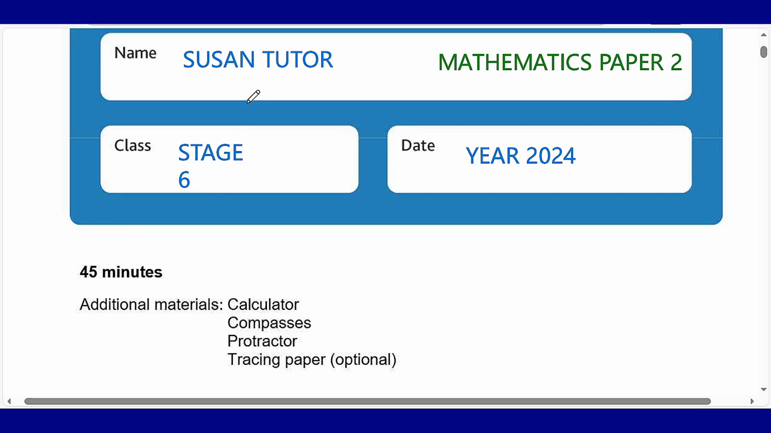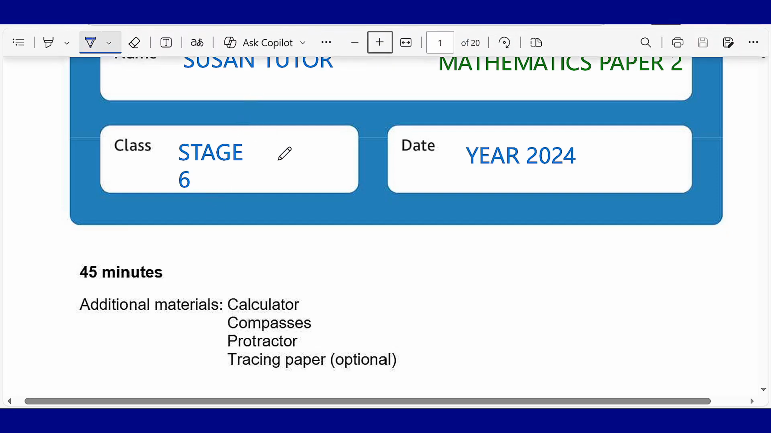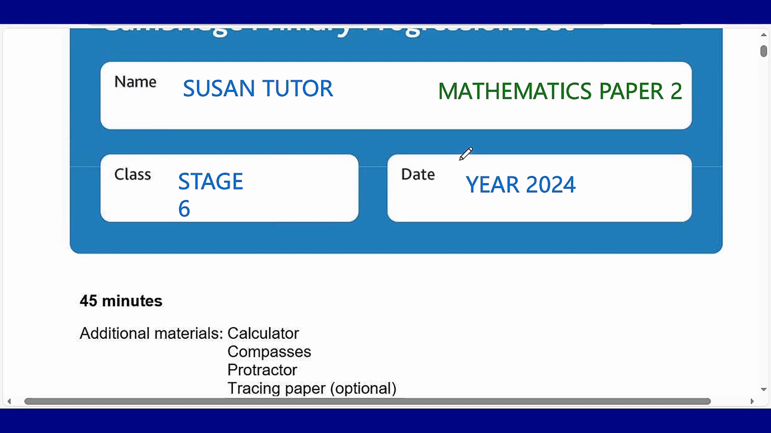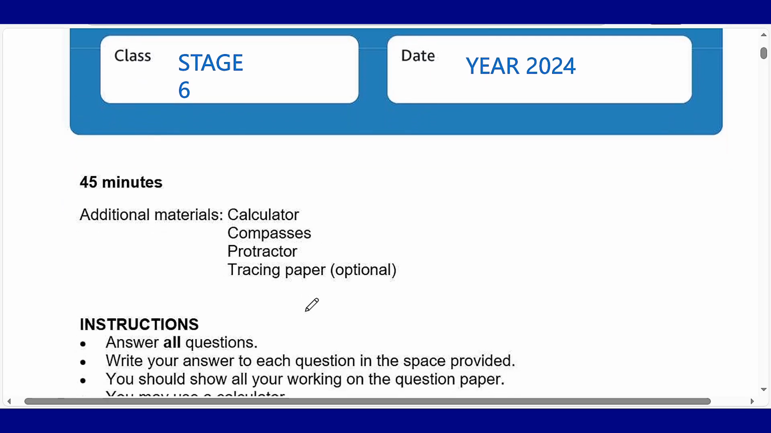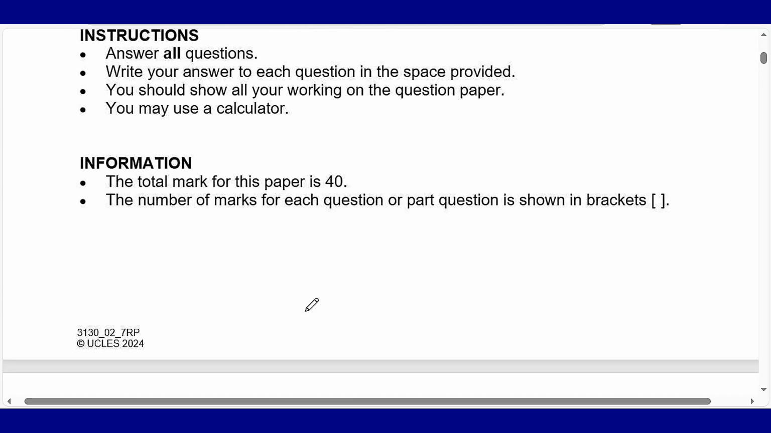Hi guys, today we're going to discuss Stage 6 Mathematics Paper 2 from the year 2024. It's a progression test with me, Susan Tutor. Time for this paper is 45 minutes and you can use calculator, compass, protractor or tracing paper. Now total mark is 40.